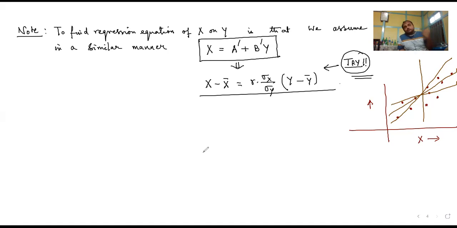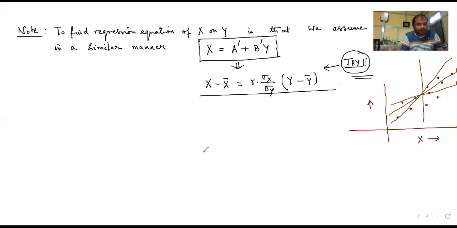Therefore, in the previous class, I told you that not every line is a line of best fit, but a line of best fit is obviously a line. So every regression equation is a straight line equation, a linear equation, but not every linear equation is a regression equation. And you will see this particular fact with the help of an example that I'm going to demonstrate in my next session.